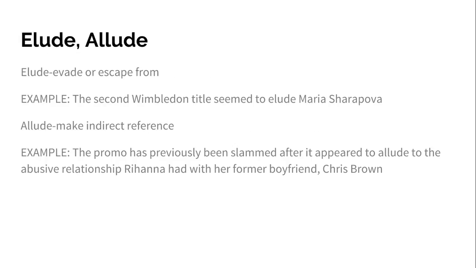Elude and allude. Elude with an E means to evade or escape from. The second Wimbledon title seemed to elude Maria Sharapova. Allude with an A means to make an indirect reference. The promo has previously been slammed after it appeared to allude to the abusive relationship Rihanna had with her former boyfriend, Chris Brown.